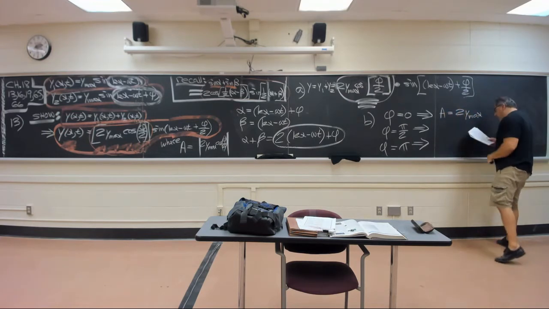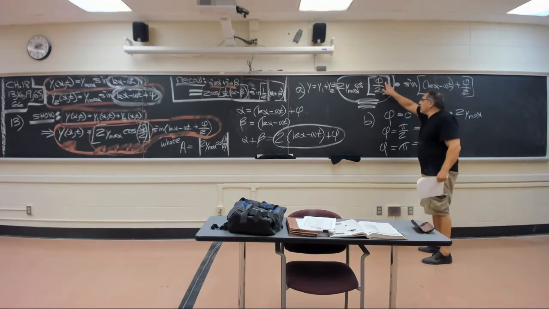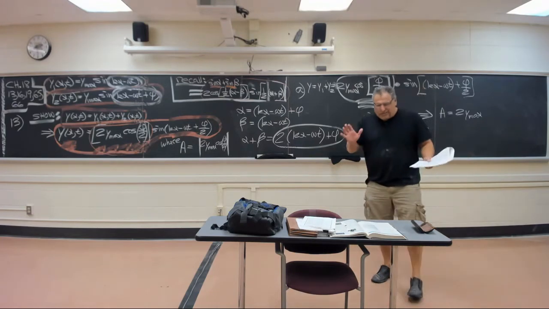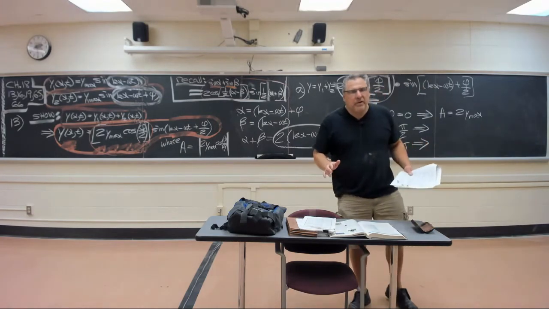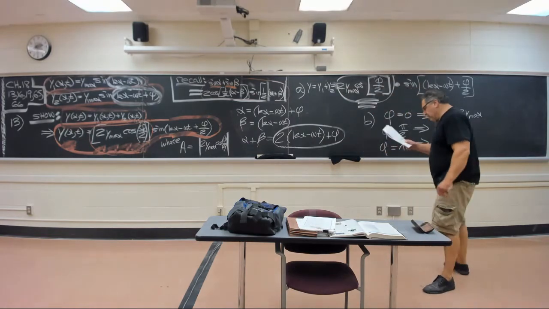Or the absolute value thereof. Pi over 2 divided by 2 is pi over 4. Pi over 4 is a 45 degree angle in degrees. The cosine of a 45 degree angle is 1 over the square root of 2.